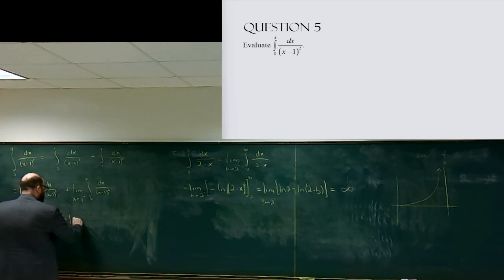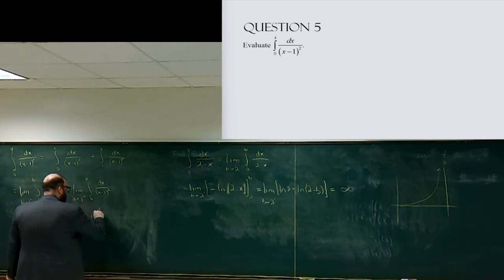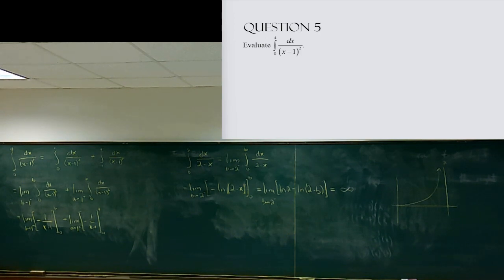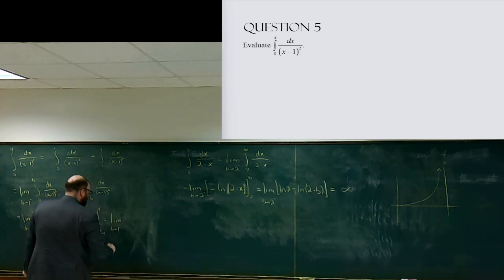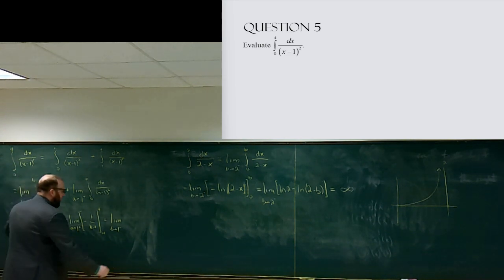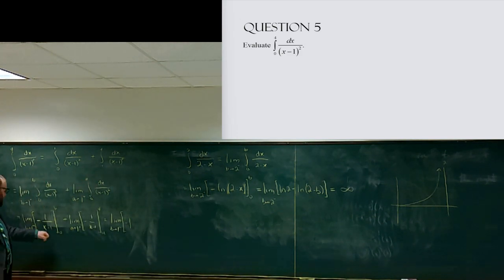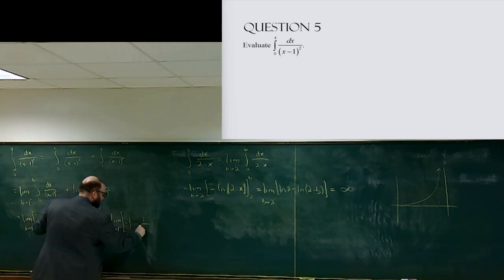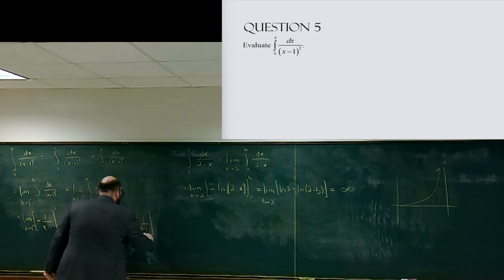Plus the same thing, negative 1 over x minus 1, except now we go from A to 4. So again, that's negative. I'm going to flip the order in which I do this. At 0, we get negative 1. At B, minus 1 over B minus 1, right? So there's that limit.